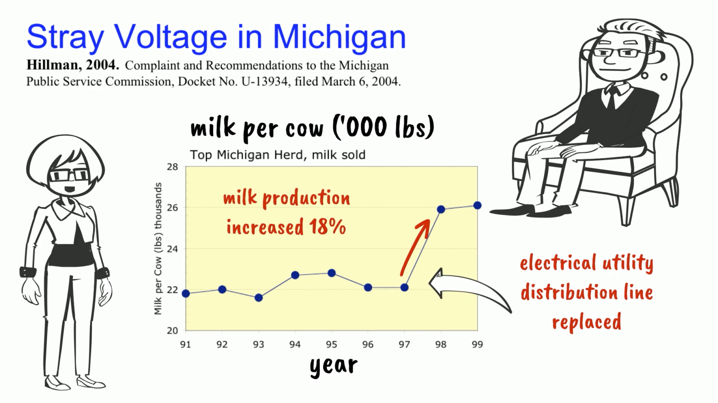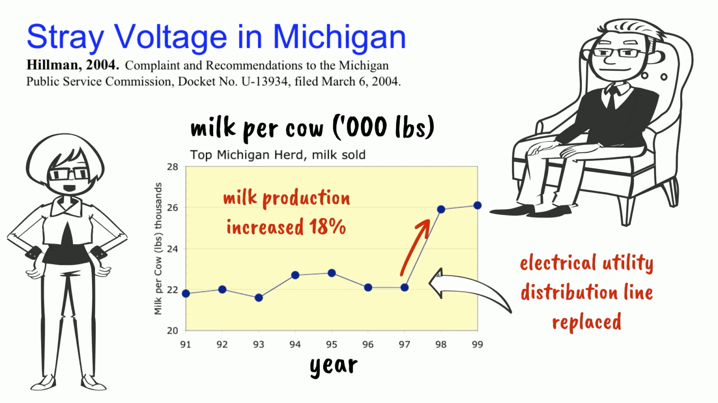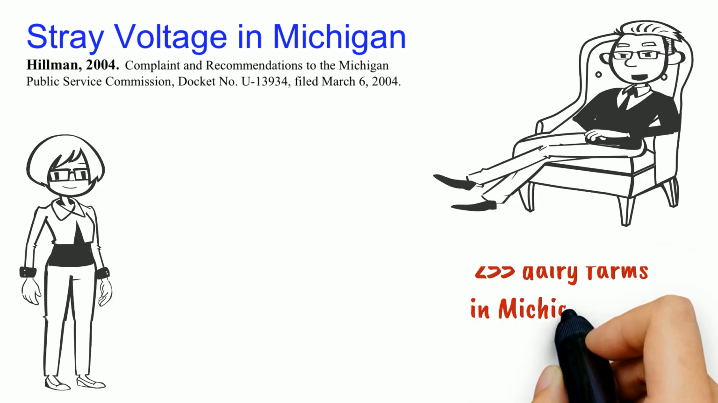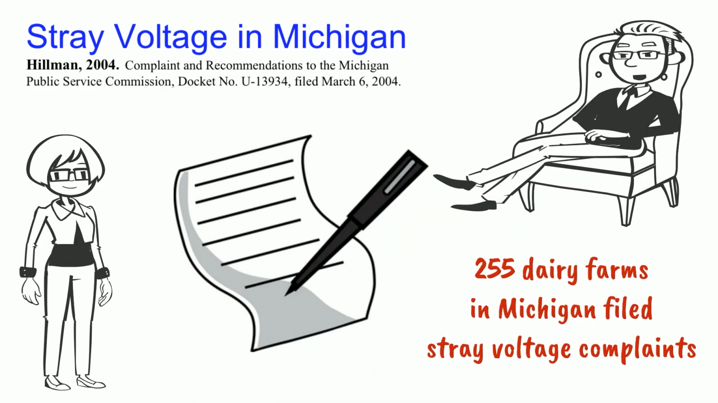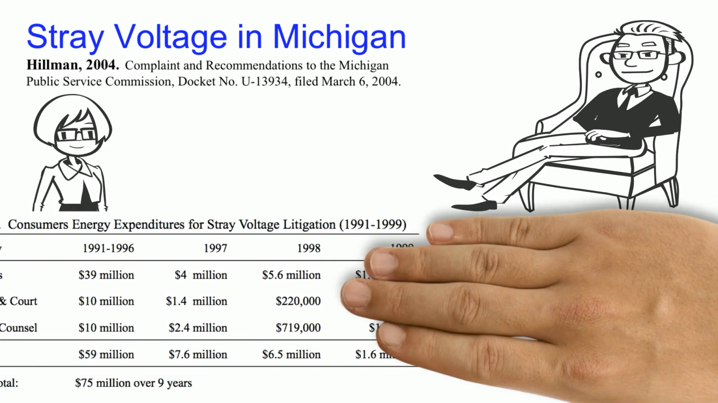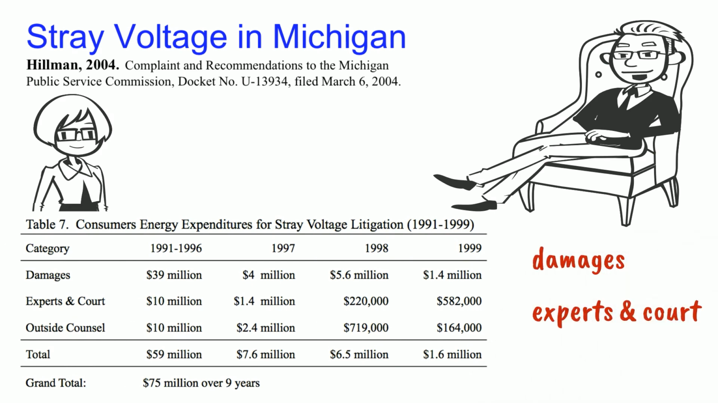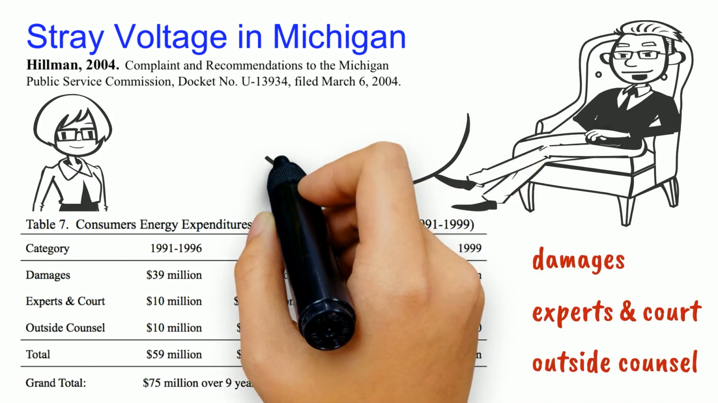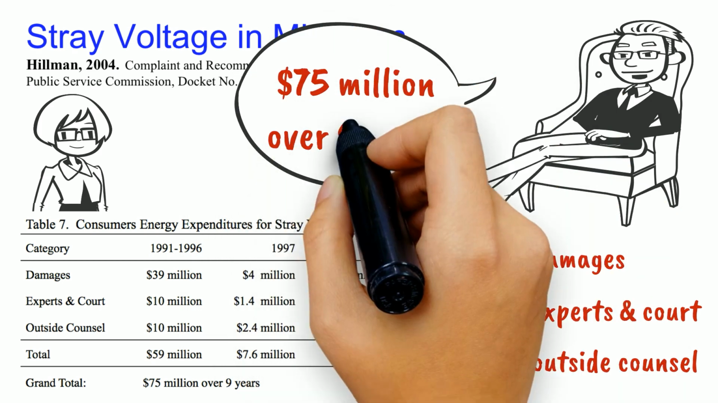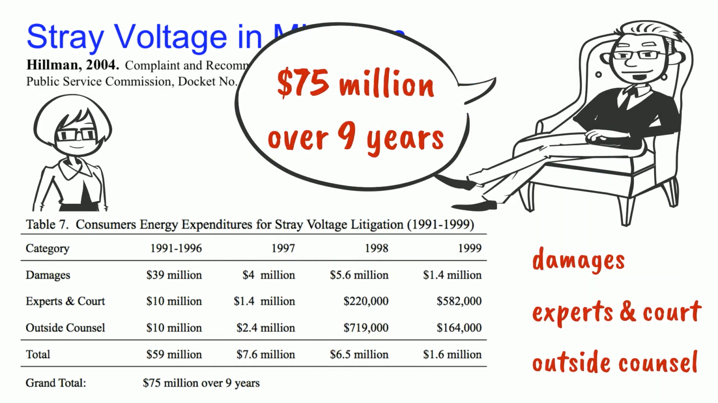Wouldn't it be wonderful if the electric utility fixed the problem in areas where they are contributing to ground current pollution? Was he the only farmer affected by ground current? No. In 1995, 255 farmers in Michigan filed stray voltage complaints. I calculated total costs including damages, expert and court fees, and cost of outside counsel. This came to $75 million over 9 years, or just over $8 million a year.